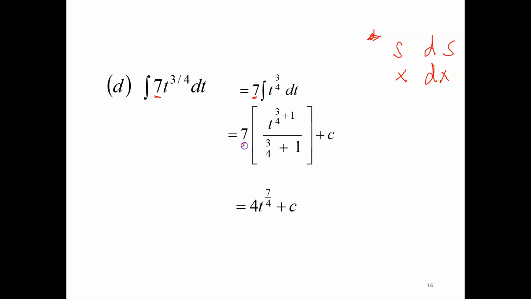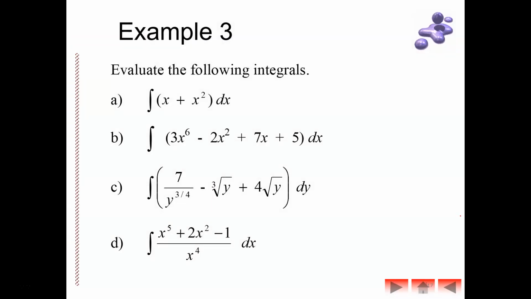Okay, so 7 still remains here, so you just integrate this one, t to the power of 3 over 4 plus 1, divide by this. Okay, so you get this, and plus c over here. So you simplify it, then you get this answer. Okay, so this is example 3. We're going to see lots of examples so that you can understand better.